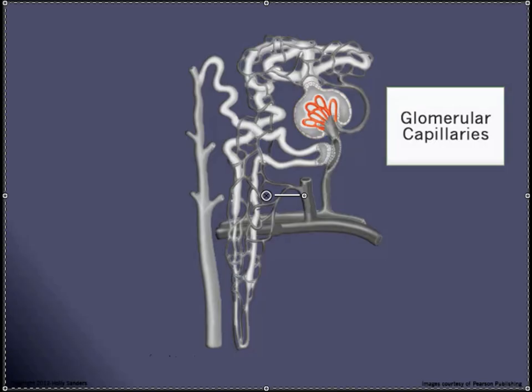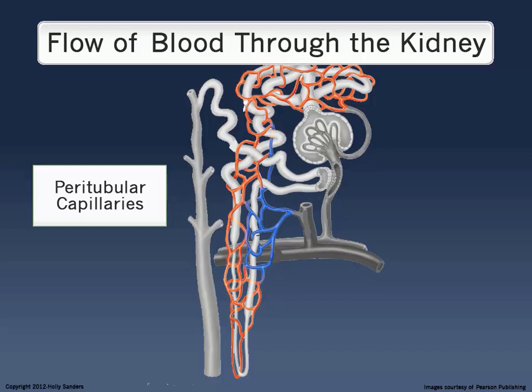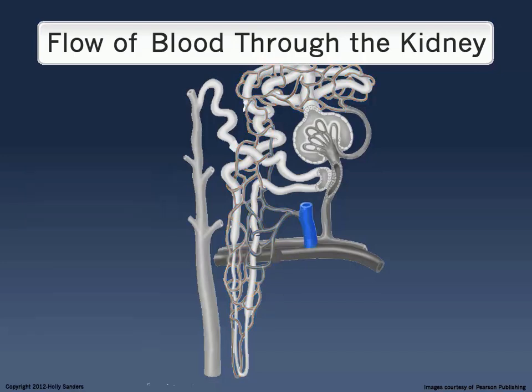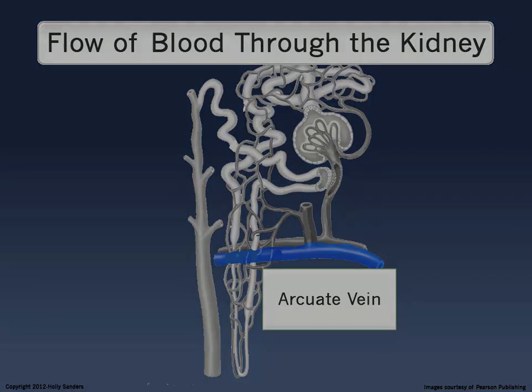Now that blood has entered the glomerulus, it will go through the afferent arteriole, into the glomerular capillaries and out through the efferent arteriole, through the peritubular capillaries, to the cortical radiate vein and the arcuate vein.